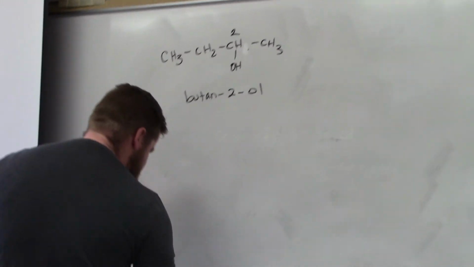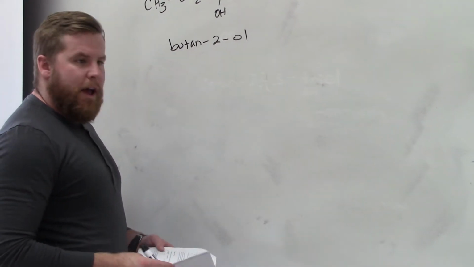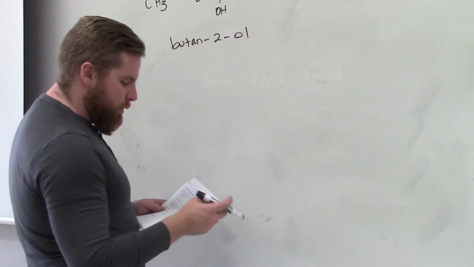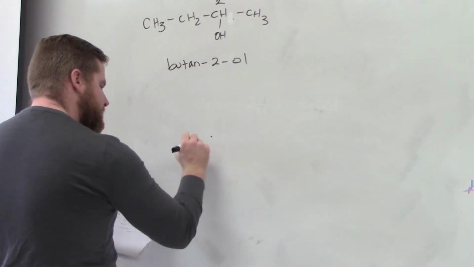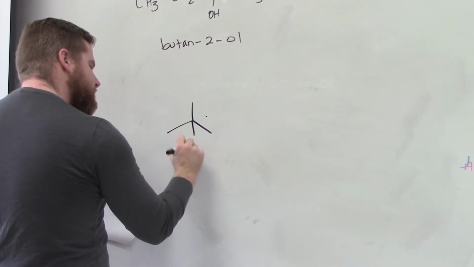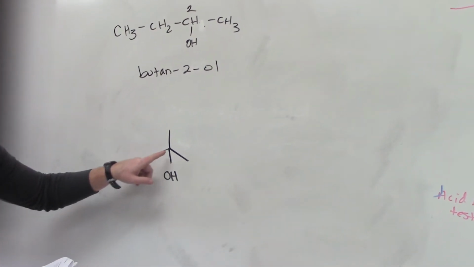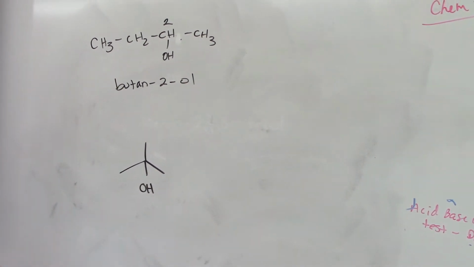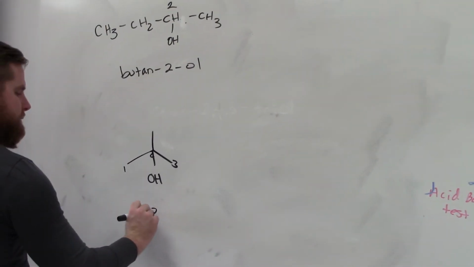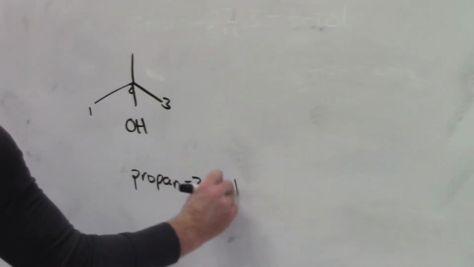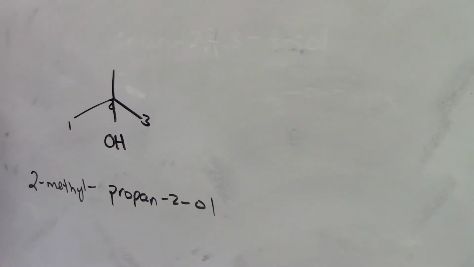Right, so this would work for any of the top 10 prefixes, right? Octanol, nonanol, hexanol, heptanol. The rules are still the same. Let's look at this guy. Let's say I give you this as a line structural diagram. Okay, so I have 1, 2, 3 carbons as my parent chain, and a hydroxide on carbon 2. So this is propan-2-ol, and I have a methyl group on carbon 2. So 2-methylpropan-2-ol.